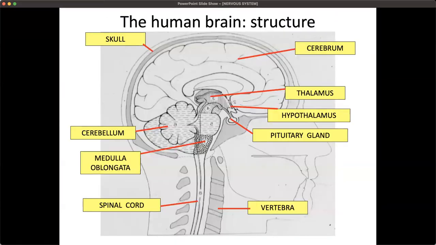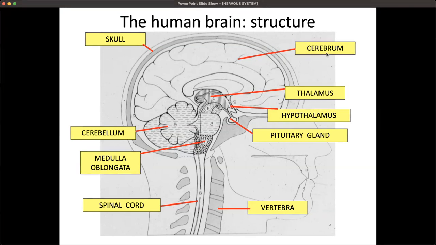So this is the structure of the human brain. Our brain is enclosed in a skull. We have the cerebellum over here, and that controls your body balancing. The medulla oblongata controls the involuntary actions of your body. We have the spinal cord over here, which connects the brain to the rest of the peripheral nervous system.